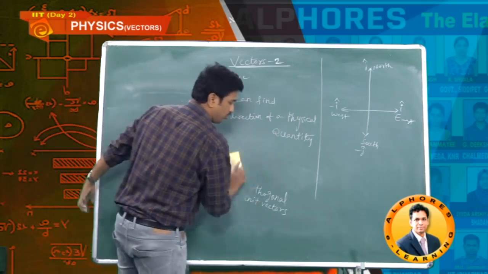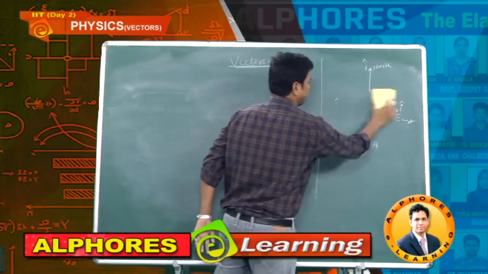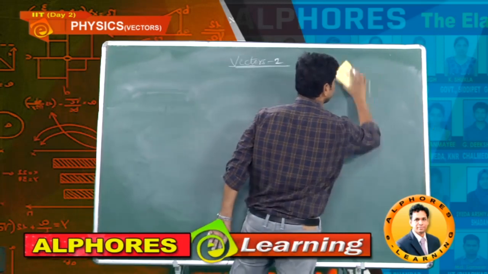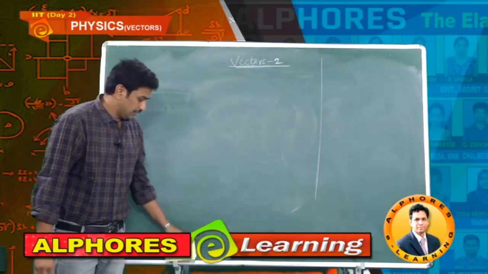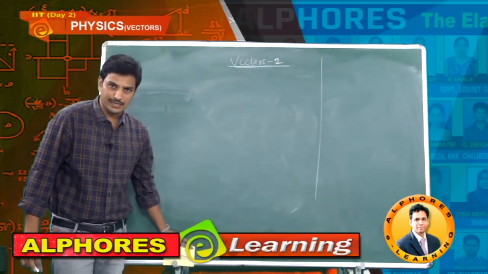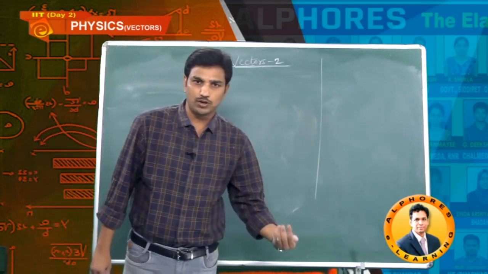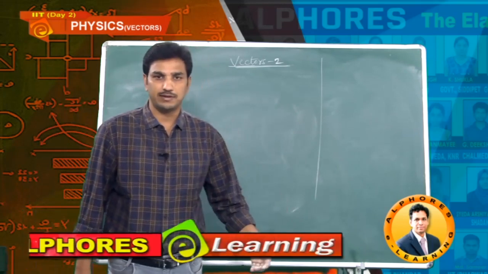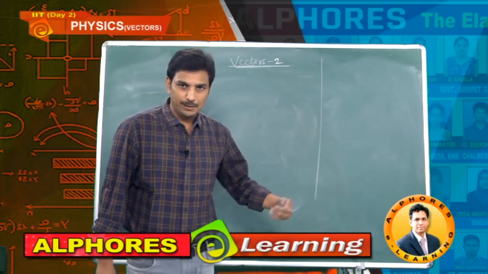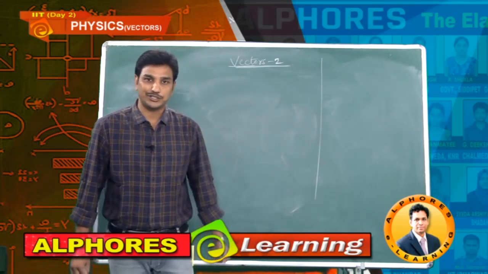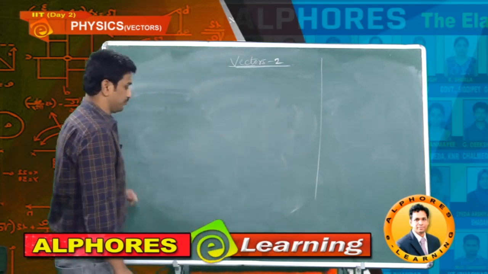I think you got the clarity about unit vectors. Once again, I am giving the conclusion for unit vectors. Unit vector gives the direction of a physical quantity. When you know the magnitude of the vector and you don't know the direction of the vector, then you have to multiply by the unit vector. By multiplying the unit vector, we get direction without changing the magnitude of that physical quantity.